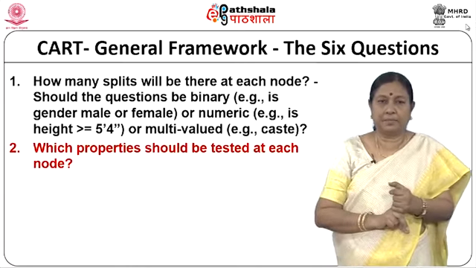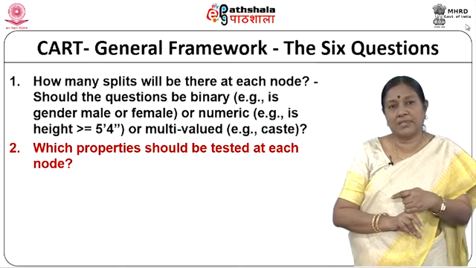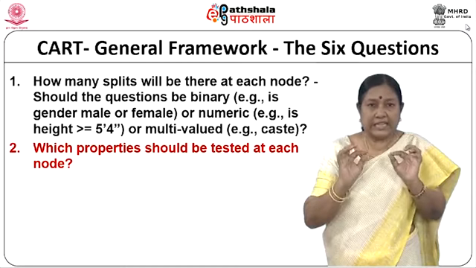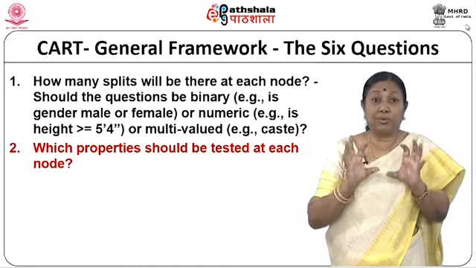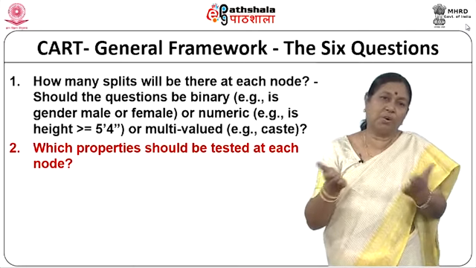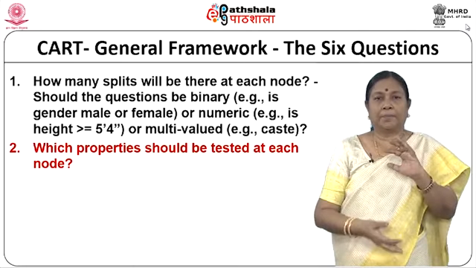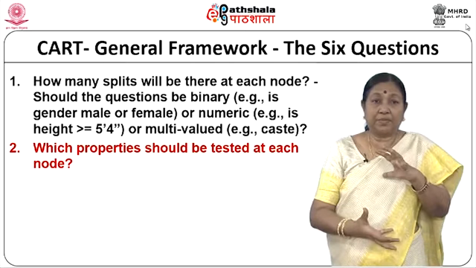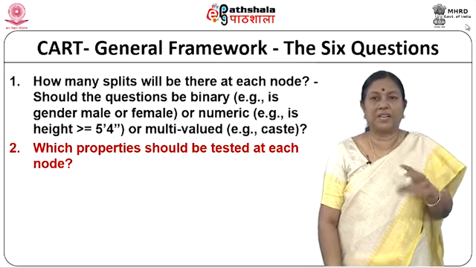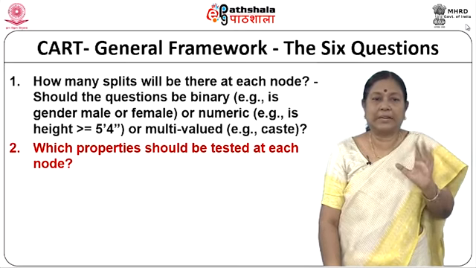The second decision we have to make, which we also discussed when we were talking about decision tree, is which property should be tested at each and every node. That is, which is the attribute you will consider first. Now, remember, the overall aim is to keep the depth of the tree, or the height of the tree, as small as possible. That is the idea. So, which properties or attributes should be tested at each and every node?